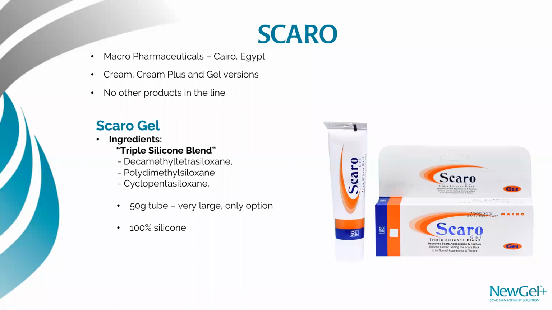Scaro is a product made by Macro Pharmaceuticals out of Cairo, Egypt. They have 3 different products. They have a cream, a plus, and a gel version. Those are the only products in the line. They do not have any sheeting that goes with their product line that I was able to find. Their gel product, they call it a triple silicone blend, where it has 3 different siloxanes listed, which still makes, most silicone gels are made of multiple types of silicones to get them to the consistency that we want them to. So that's not that unique.